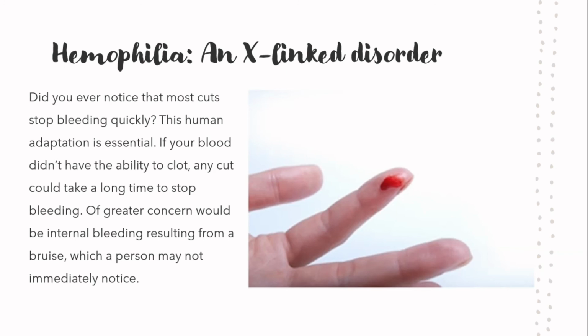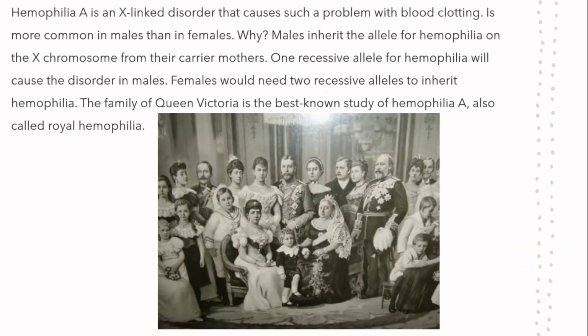Hemophilia A is an X-linked disorder that causes such a problem with blood clotting. It's more common in males than in females. Why? Males inherit the allele for hemophilia on the X chromosome from their carrier mothers. One recessive allele for hemophilia will cause the disorder in males. Females will need two recessive alleles to inherit hemophilia. The family of Queen Victoria is the best known study of hemophilia A, also called royal hemophilia.